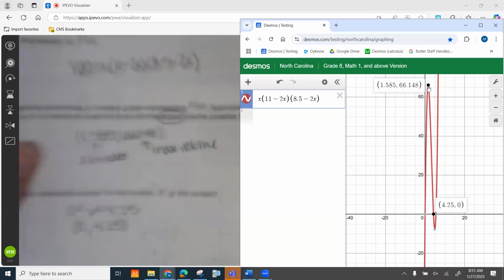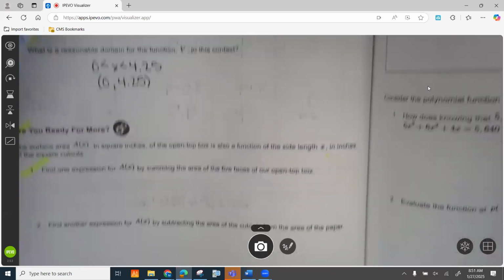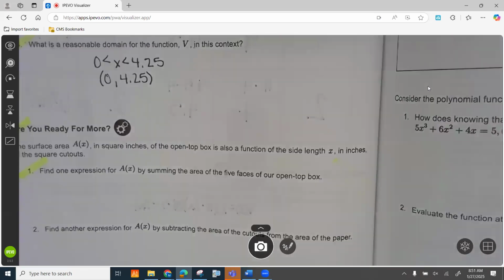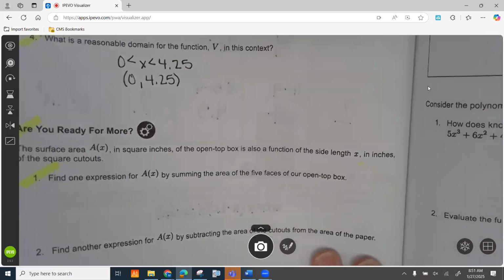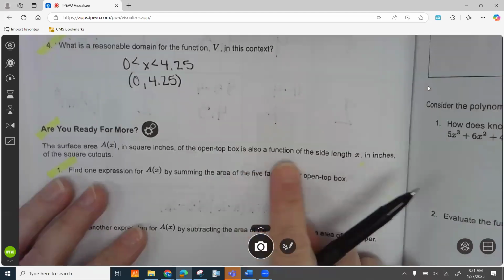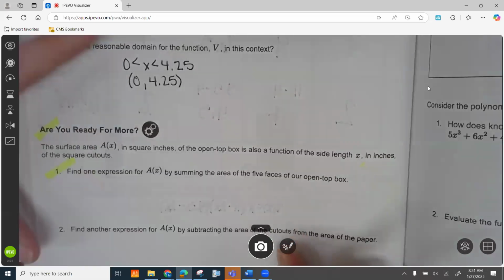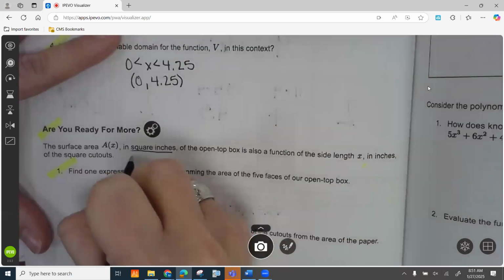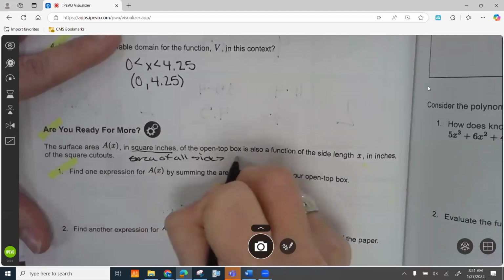So let's move on. And on page 138, I just want to do one more question right here. It says the surface area in square inches of the open top box is also a function of the side length. So what is surface area? Surface area is the area of all sides added up.